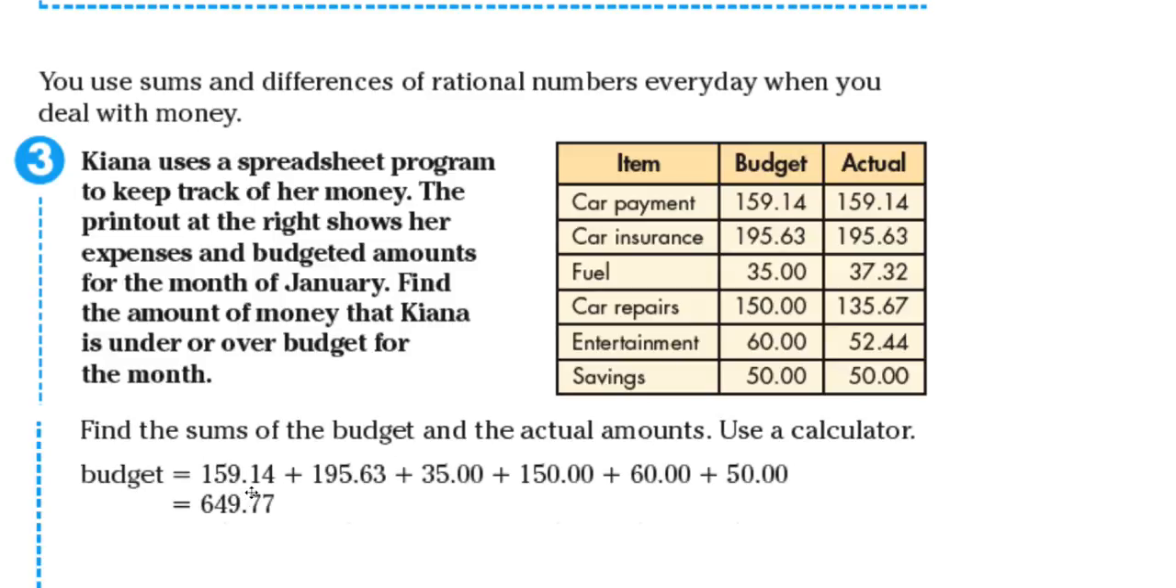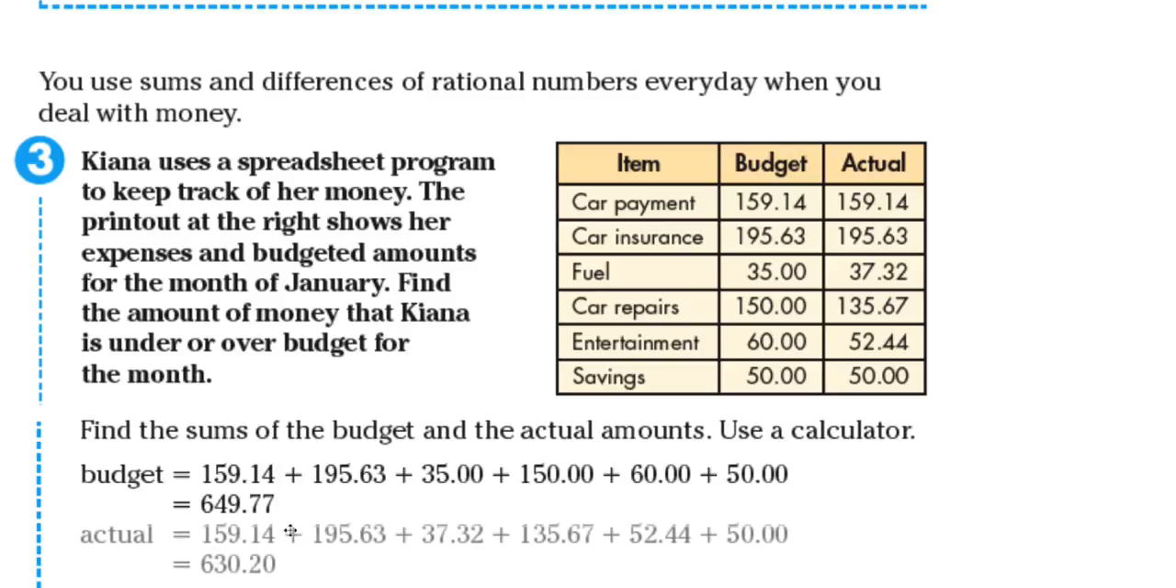So we add 159.14 car payment plus 195.63, and we're adding all of these down in the budget. We end up with $649.77. And let's take a look at the actual expenses.